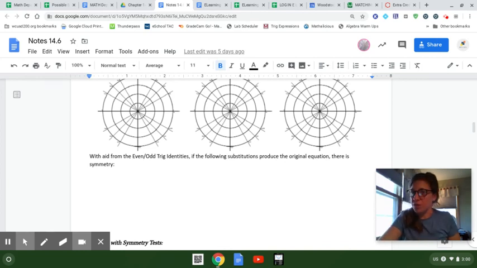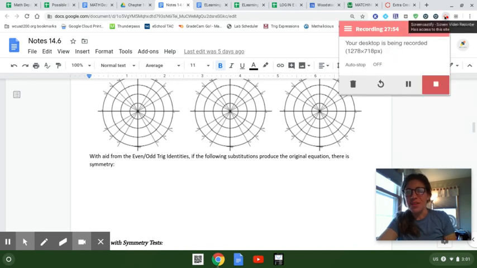If you are feeling really, really brave and you want to try those extra symmetry tests using sum and difference identities on the project, you are more than welcome to. Any questions, again, please ask, and I will see you all soon.